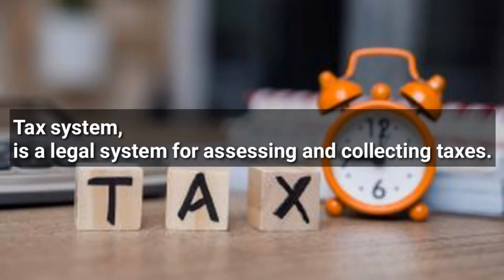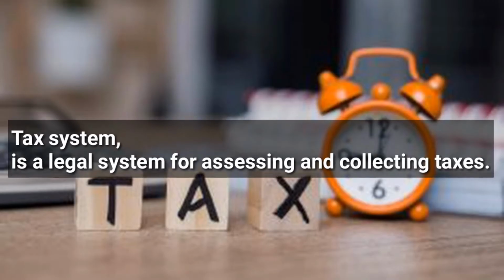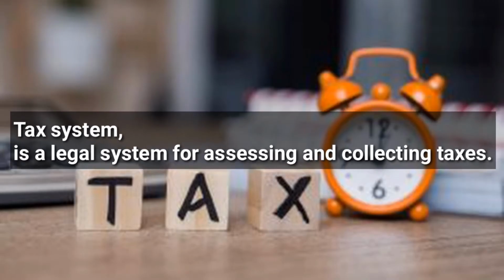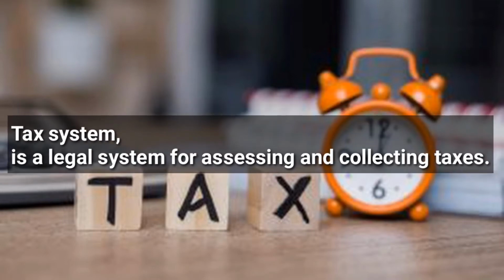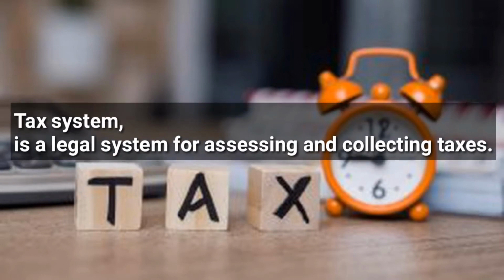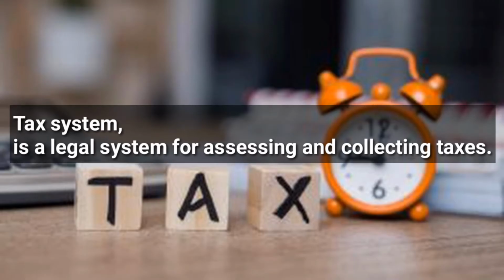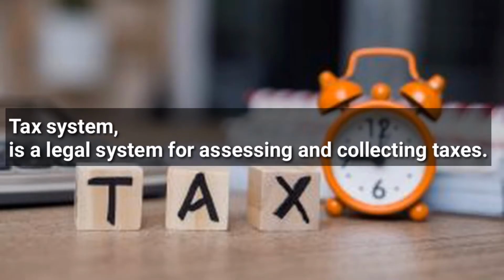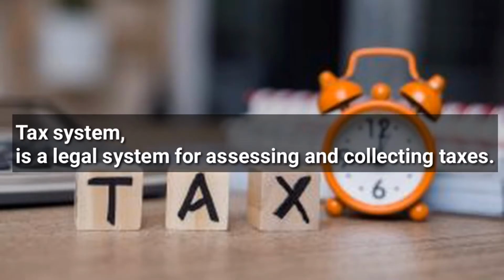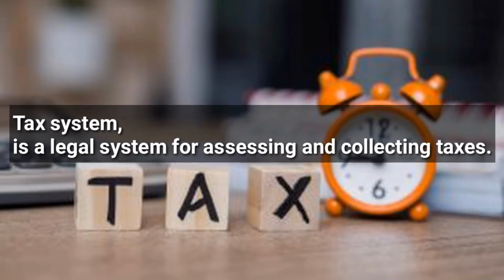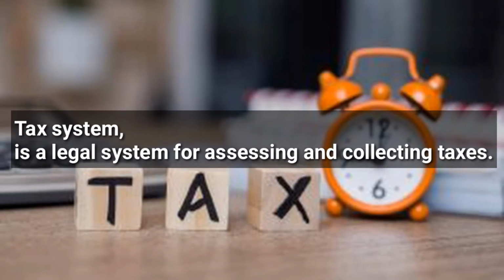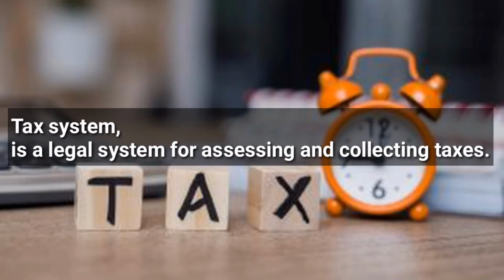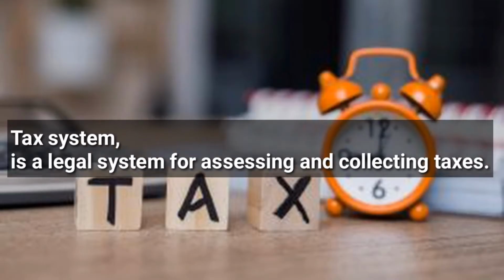Then a tax system refers to a legal system of assessing and collecting taxes. It talks about the tax liability, who is supposed to pay the tax, who is supposed to collect the tax, and when the tax is supposed to be paid. It talks about the procedures for ensuring compliance to tax payment. And that's what we call a tax system, a legal system for assessing and collecting taxes.